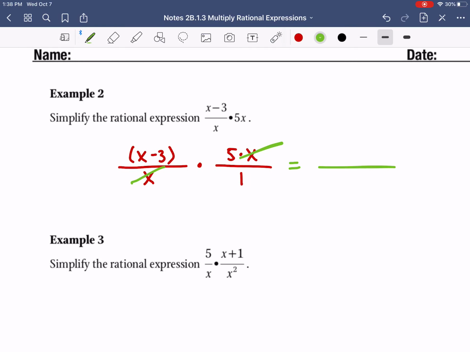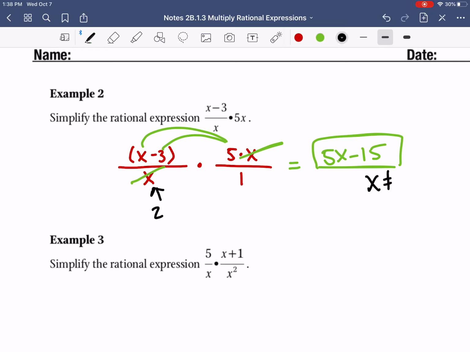On the top now, we multiply x minus 3 times 5, so I have to distribute. I get 5x minus 15. On the bottom is just 1. I don't have to write that, so it's just my answer. I do have one extraneous solution, one thing that x cannot be equal to, and since this right here is an x, what would make that 0? Well, just 0. So we say x can't be 0.